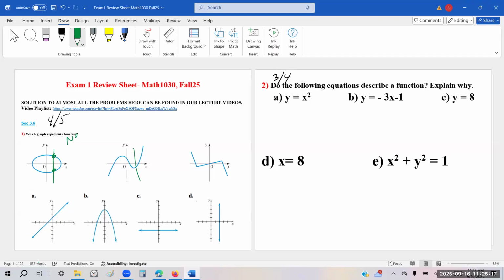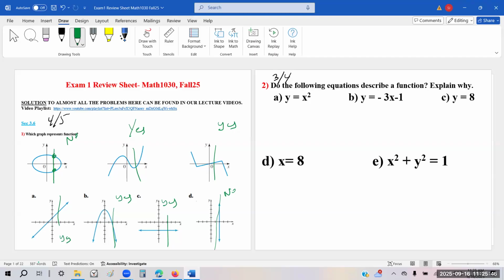How about the next one? Yes. The next one. The next one. The last one. Good. So in the exam, that's all you have to do: draw a vertical line and write yes or no. That's it. For the second one, we are given a bunch of equations and you identify which of these are functions.